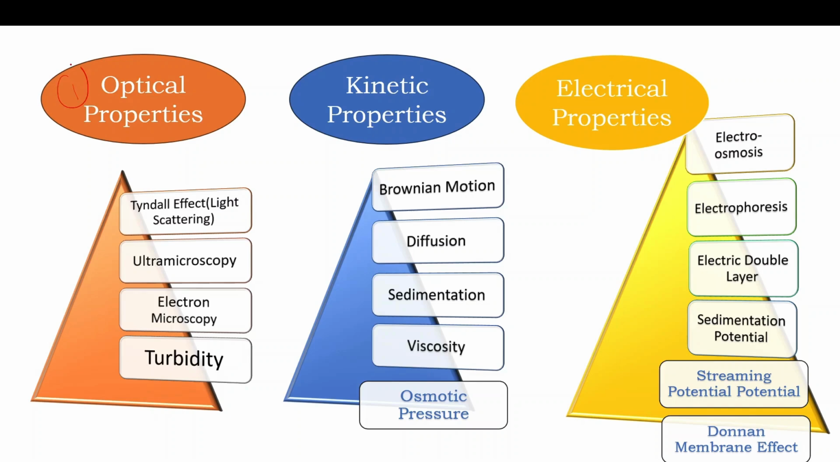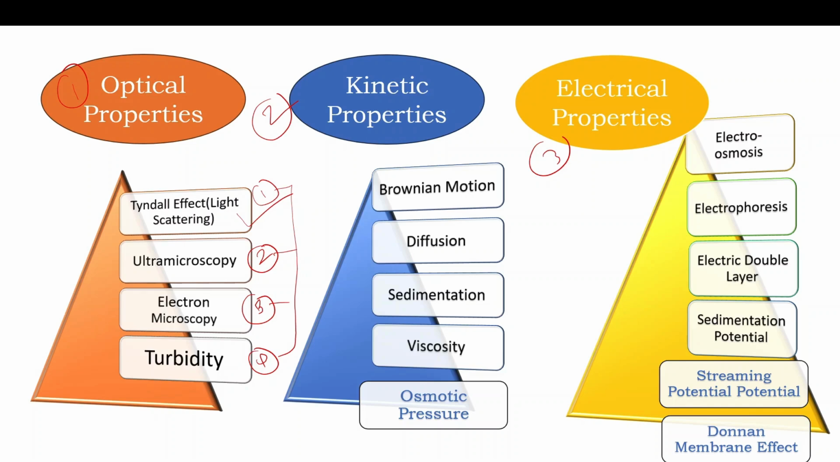First one is the optical properties of colloids, second one is the kinetic properties of colloids, and the third one in the chart is the electrical properties of the colloids. Mainly, when we talk about optical properties, which properties will we study? First is the Tyndall effect, second is ultramicroscopy, third is electron microscopy, and fourth is turbidity. So these are the four properties we can discuss in the optical properties of the colloids.